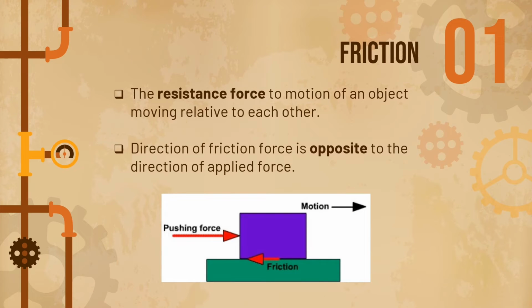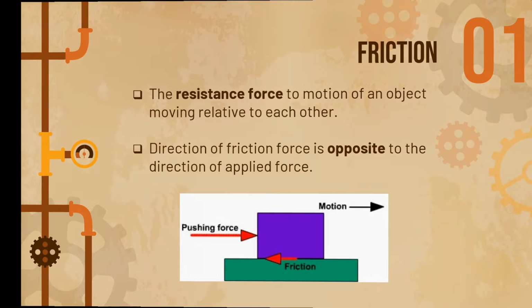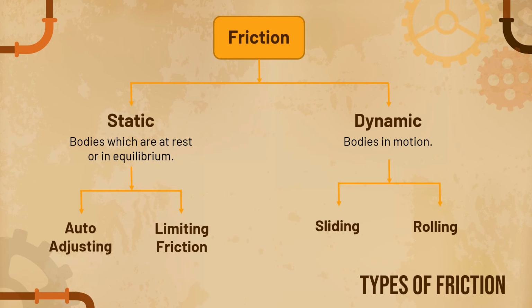Let's talk about friction. Friction is the resistant force to motion of objects moving relative to each other. The direction of the friction force is always opposite to the direction of the applied force. There are two types of friction, which are static friction and dynamic friction.